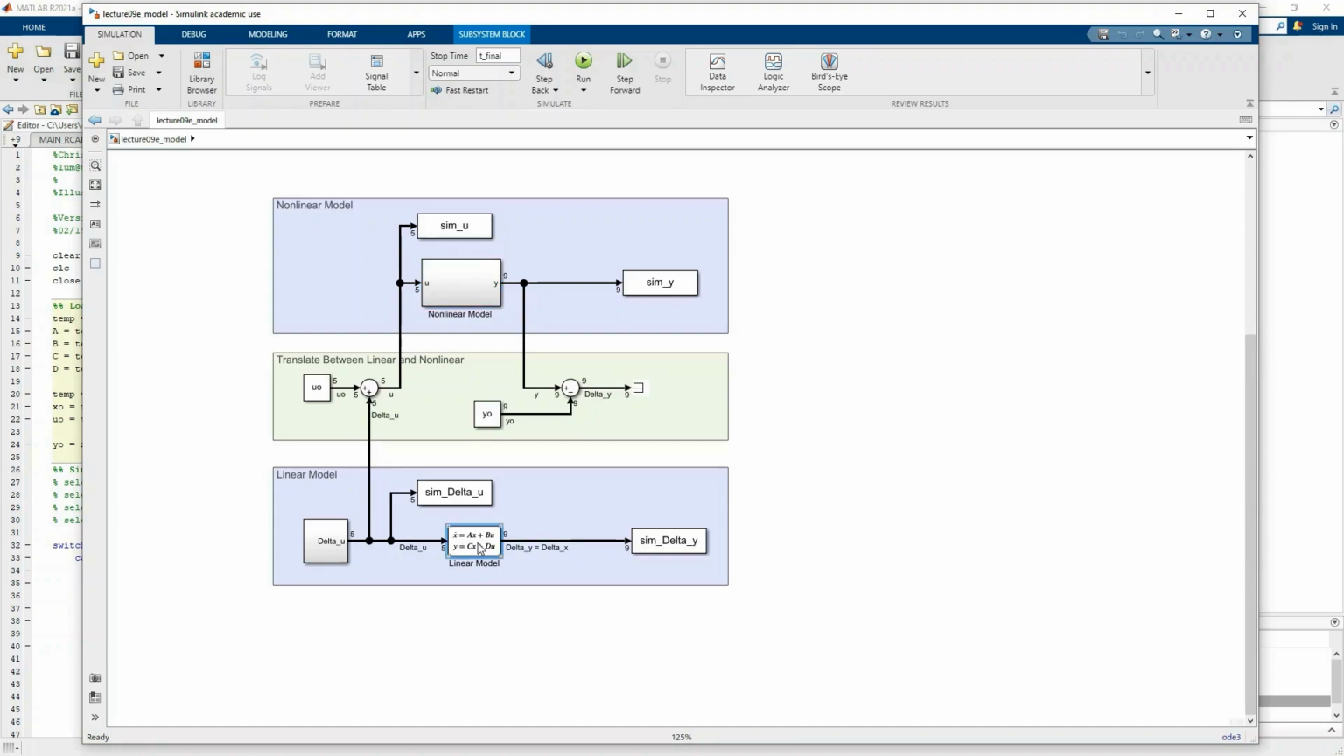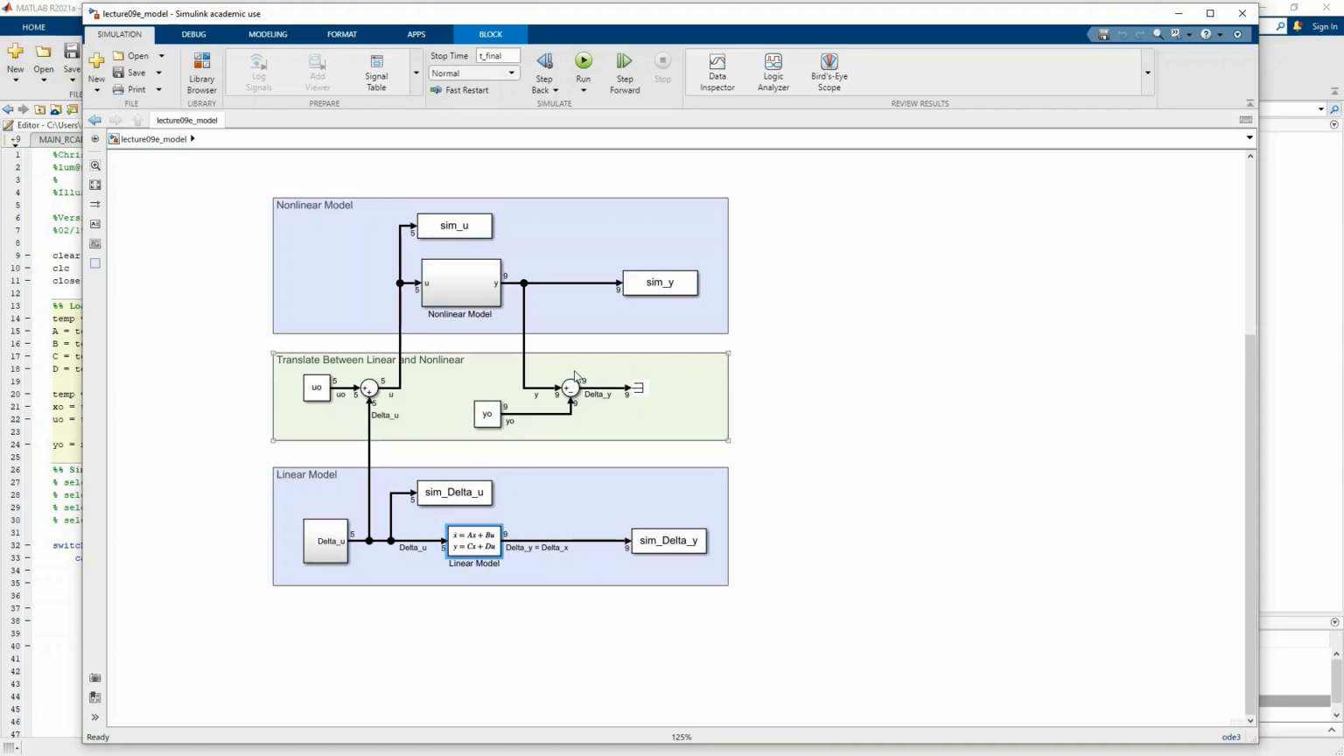And then down here I've got the linear model, which again is our linear state space system, but now this has an input of delta u and the output is now delta y, which is the same thing as delta x, as we've just already said. And now what I'm showing here is the translation between the linear and the nonlinear model as we've discussed above. So the only difference is the difference between the trim input and the trim output, right?